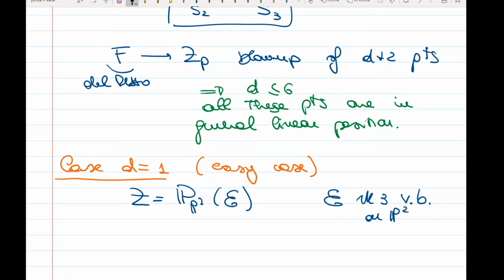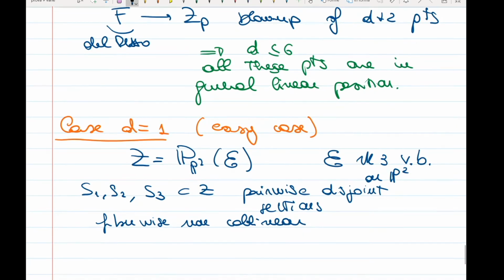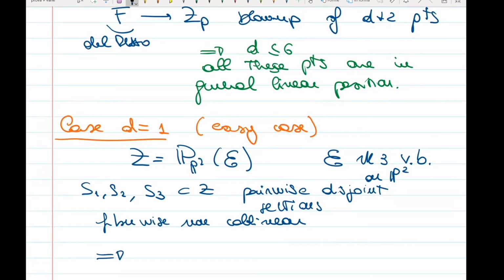Okay, and we have these S1, S2, S3. They are pairwise disjoint sections. And also they are fiber-wise non-collinear, because we know that these points are in general linear position. Okay, and then it's easy to see that this implies that the vector bundle splits as a direct sum of line bundles.